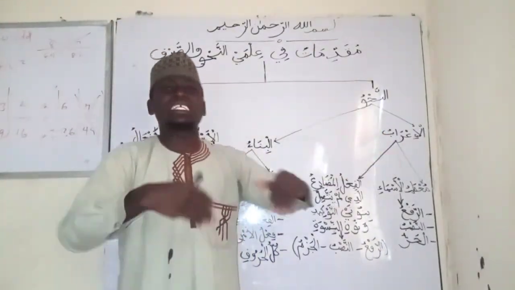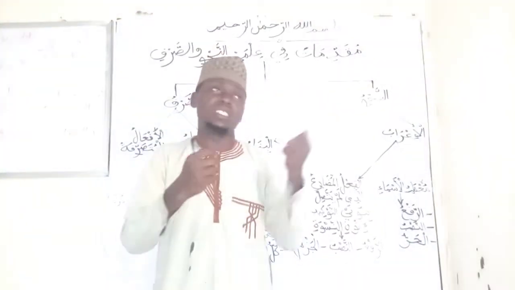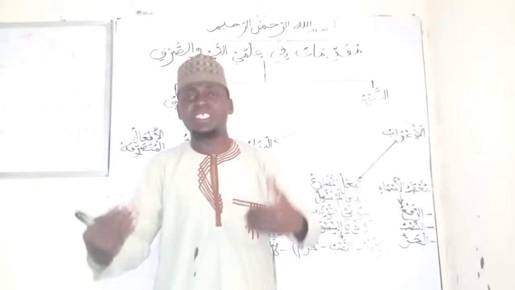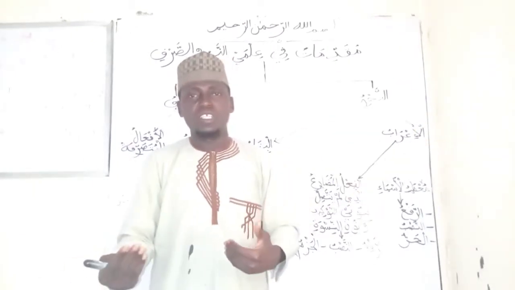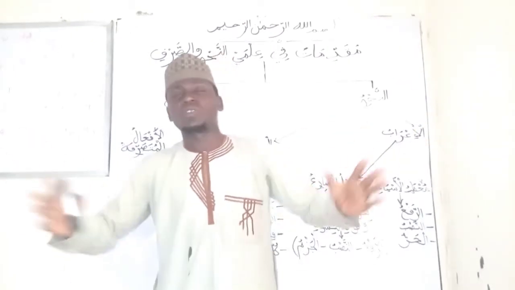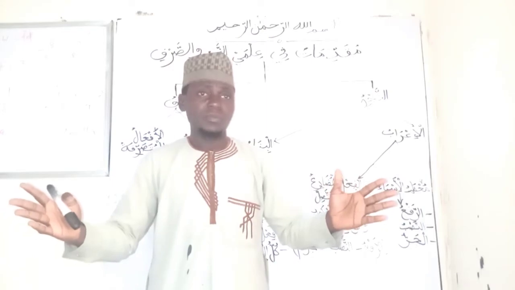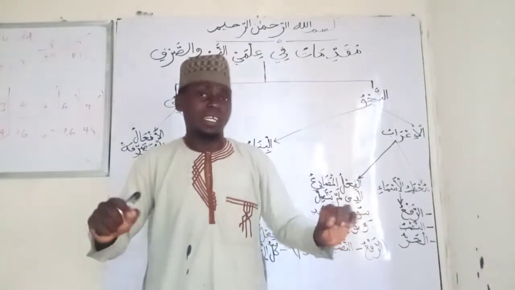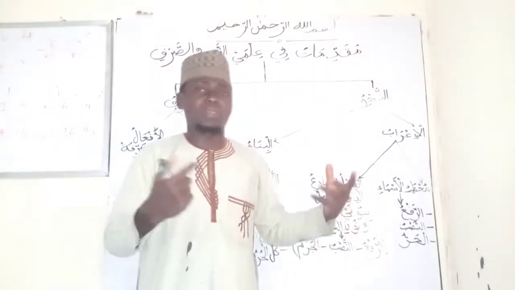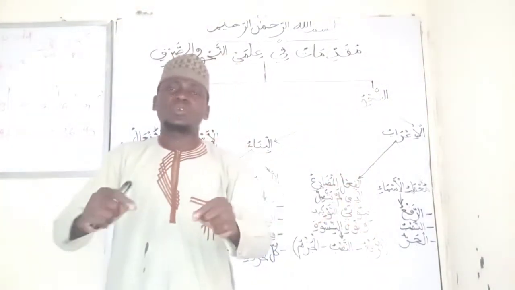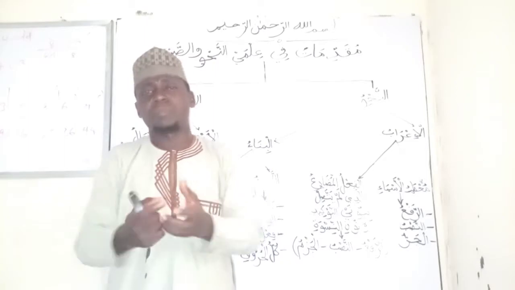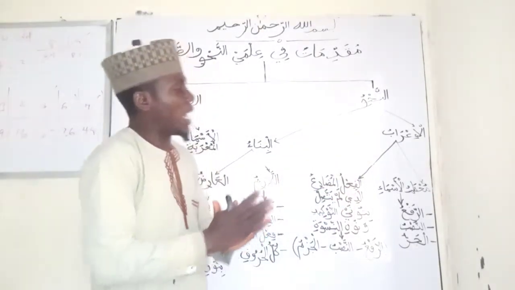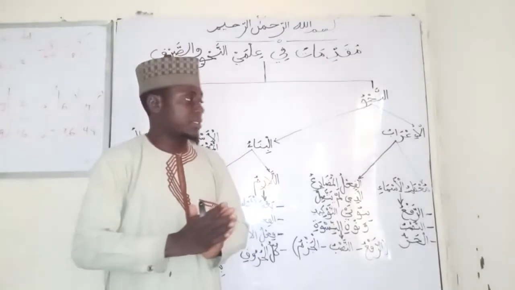Al-i'rab is when the last letter of a word in Nahu, in Arabic, changes as a result of something that comes before it, لدخول العوامل, as a result of some factors. So a factor could make the last letter become fatha, another factor could make it become kasra, and another factor could make it become dhamma, as the case may be. Now let's look into al-i'rab in its proper sense.